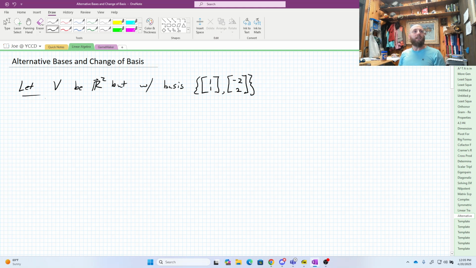And then let's have just a quick little example here. My example is going to be to try to write the vector (11, -1) in terms of V. So (11, -1) is going to be our standard basis vector, and I'm going to try to write this as a vector in V.